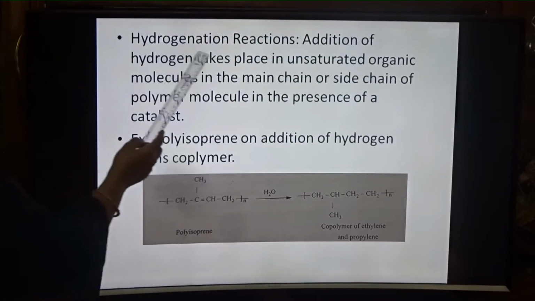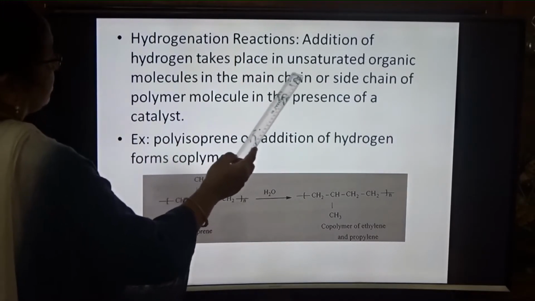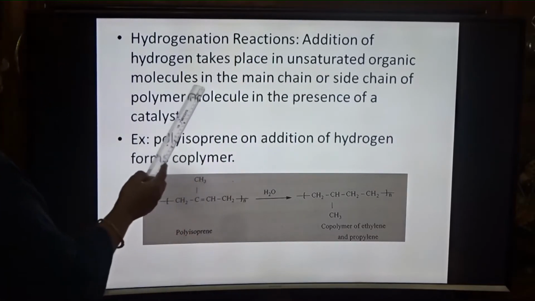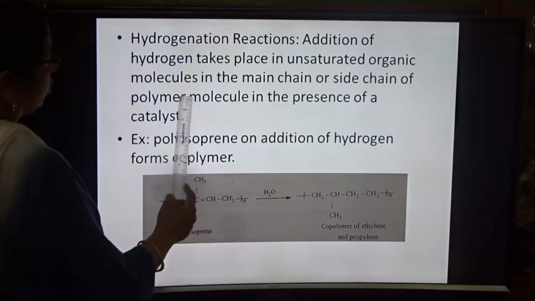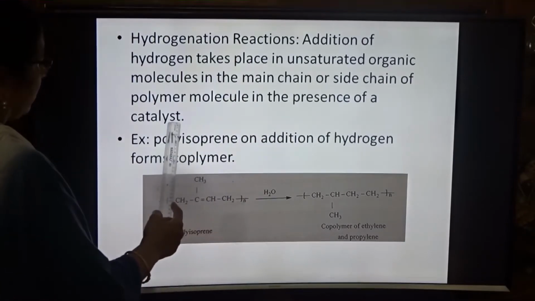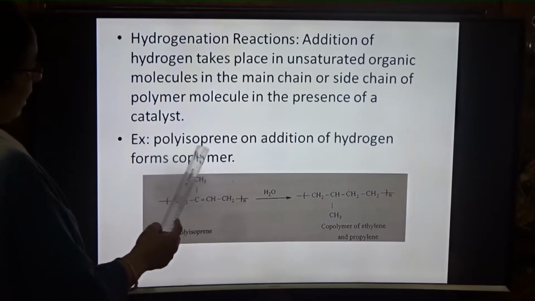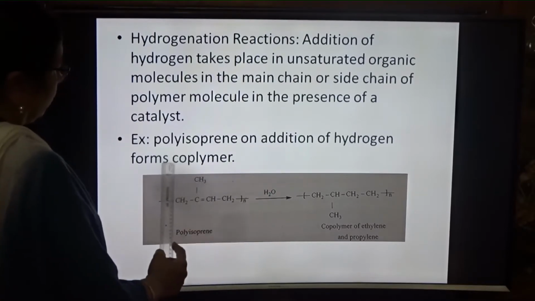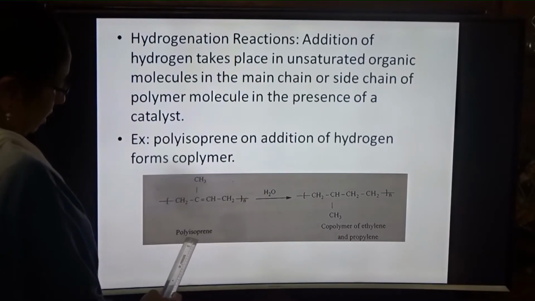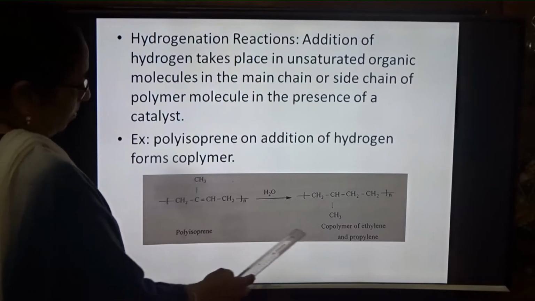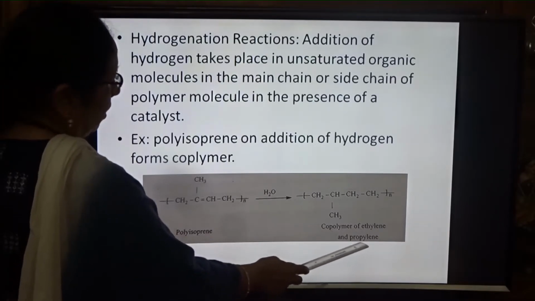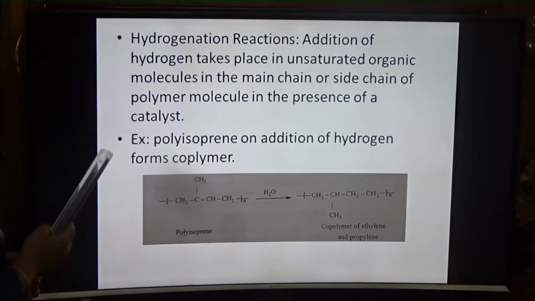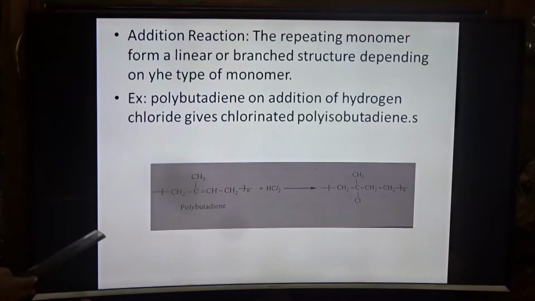Next, hydrogenation reaction. Addition of hydrogen takes place in unsaturated organic molecules in the main chain or side chain of the polymer molecule in the presence of a catalyst. Example is polyisoprene, on addition of hydrogen it forms a copolymer. So here polyisoprene forms a copolymer of ethylene and propylene. So this is one example of hydrogenation reaction.